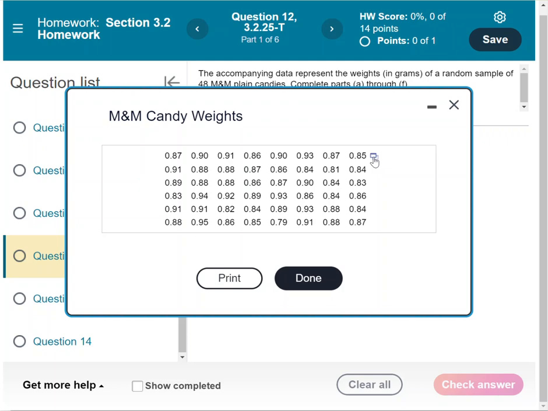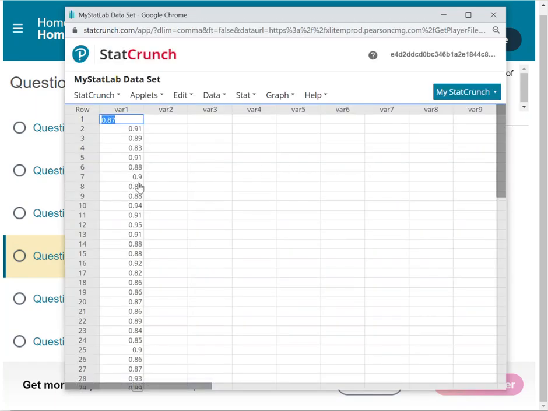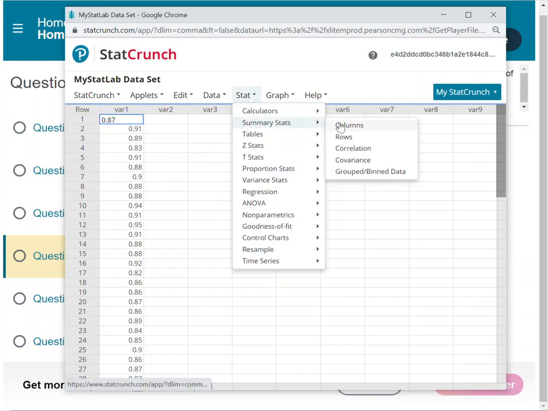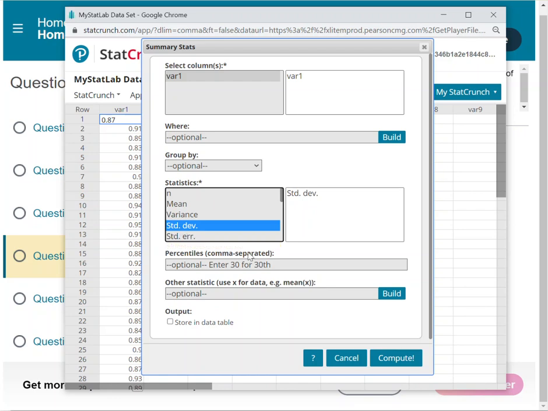And so there's our data, and let's go ahead and go to StatCrunch. So you can see the data has been imported, and so we're going to go to Stat, Summary Stats, Columns. We need to pick our column, and we're finding the standard deviation of a sample, and so we'll use this here. Now if we were looking for the standard deviation of a population, we would use unadjusted standard deviation. So this is for a sample. That's what we're usually looking for a standard deviation for. So let's select that and compute.